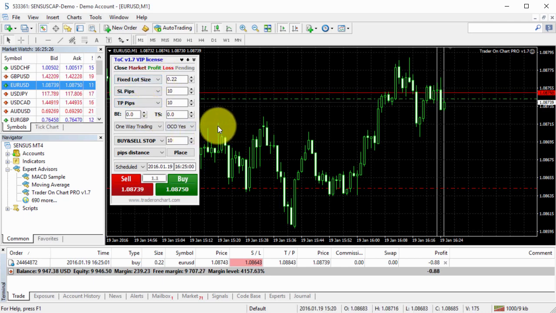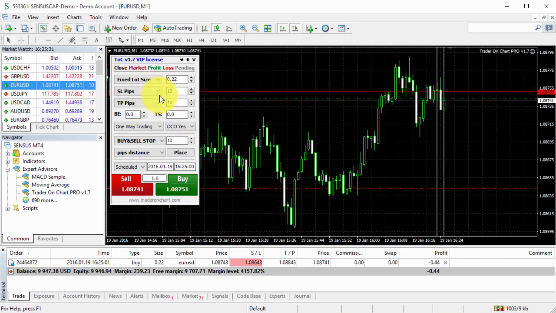And one last thing to show, actually a couple of things to show, is that it also has OCO option. So this means that I can place two pending orders in opposite directions, and when I have OCO enabled, then the opposite pending order will get cancelled the very next moment when the first pending order is executed.